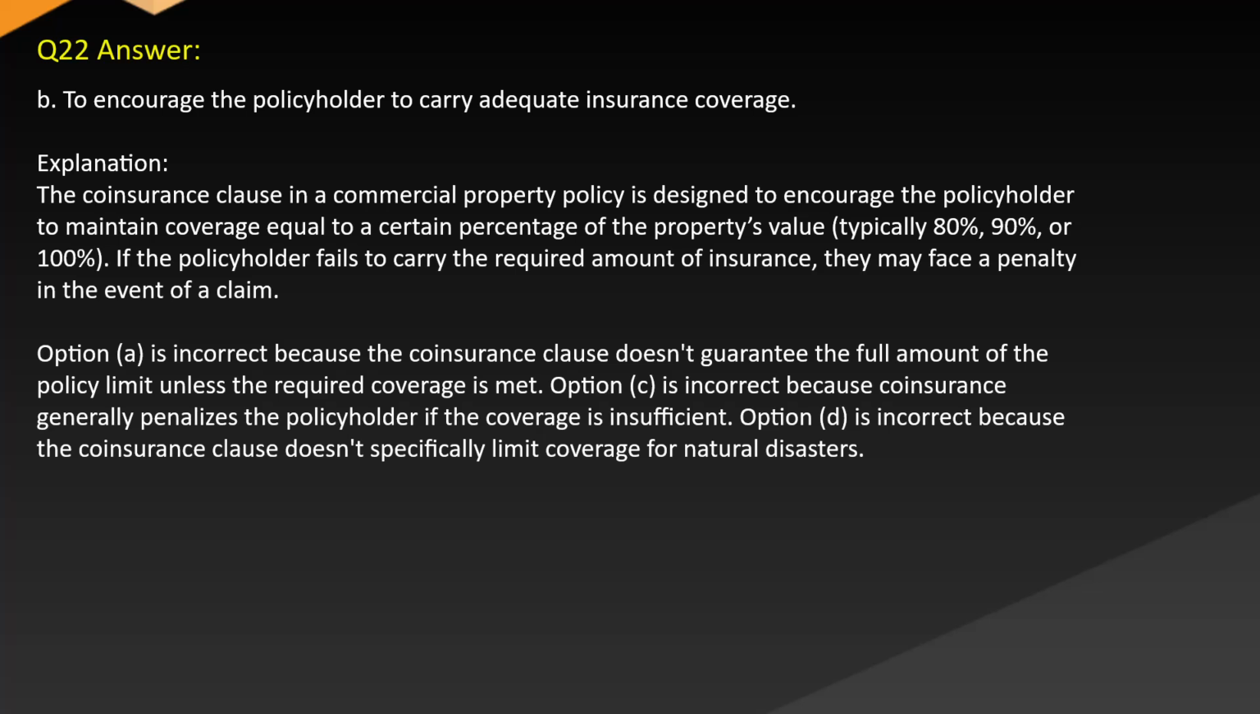Option A is incorrect because the coinsurance clause doesn't guarantee the full amount of the policy limit unless the required coverage is met. Option C is incorrect because coinsurance generally penalizes the policyholder if the coverage is insufficient. Option D is incorrect because the coinsurance clause doesn't specifically limit coverage for natural disasters.